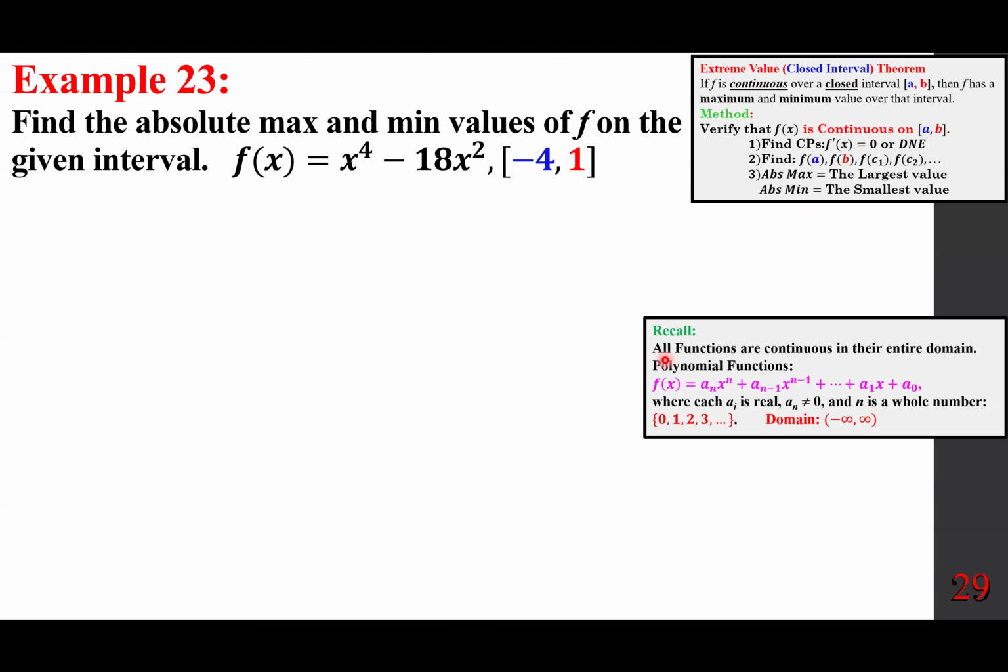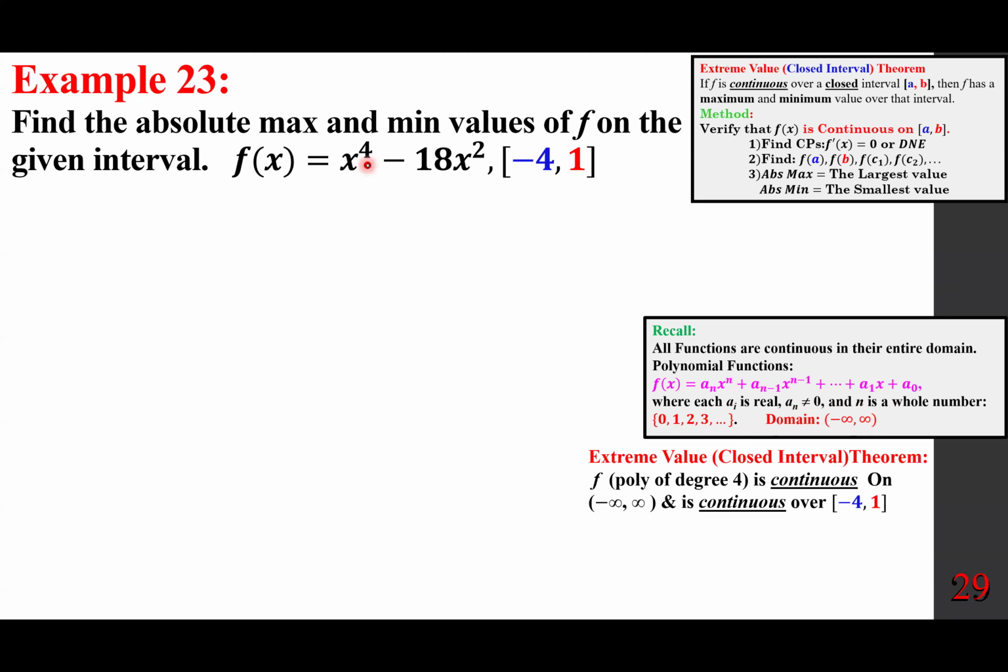So recall, all functions are continuous in their entire domain. In other words, if you can write the domain, that means the function is continuous. So polynomial functions, f of x, are in the form of a sub n x to the power of n all the way to a sub 0, where a sub i is real, a sub n, the leading coefficient, can't be 0, and n is a whole number, 0, 1, 2, 3, into infinity. Therefore, the domain is all real numbers. This is a polynomial of degree 4. The domain is also negative to positive infinity, which makes it continuous there as well as continuous in the closed interval, because this contains that.